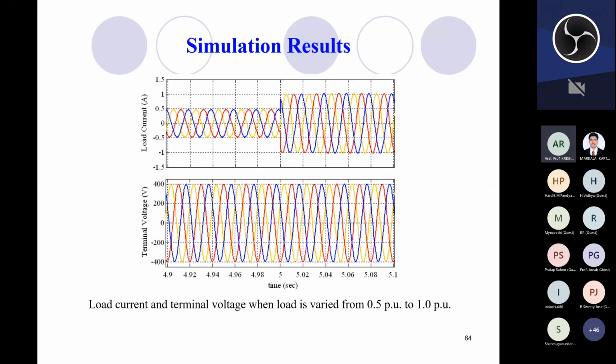Now here in this diagram you can see, if we change the load at this point, the load is changed from 0.5 per unit to 1 per unit, but the voltage remains fixed. So that is the effect of controlling the voltage level, I mean the reactive current through the inverter.